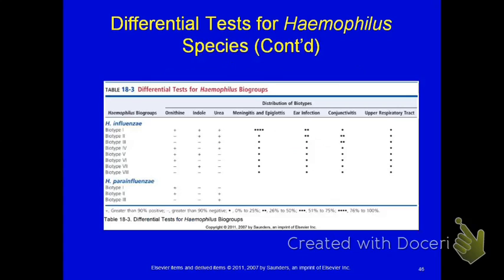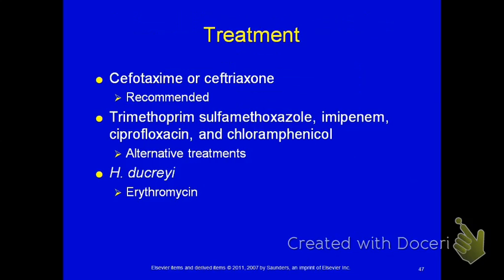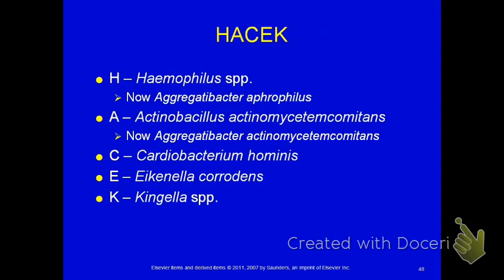Another one would be the differential test for Hemophilus species. This time, Hemophilus influenzae are actually categorized into different biotypes and the corresponding infections that they could most likely cause. As for treatment, though we're not doctors, it's nice to know that there would be possible treatment. Cefotaxime and ceftriaxone would be the recommended treatment. Alternative treatment would include trimethoprim-sulfamethoxazole, imipenem, ciprofloxacin, and chloramphenicol. Then for Hemophilus ducreyi infection, erythromycin could also be a very ideal treatment.